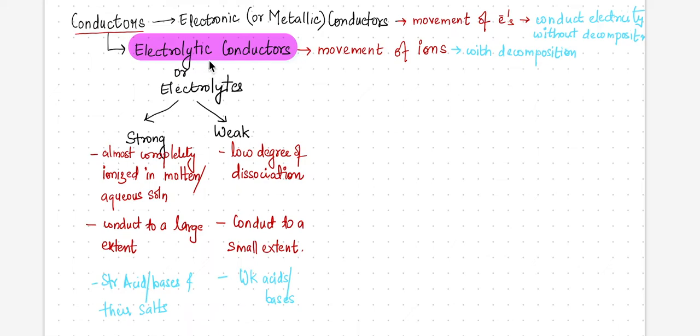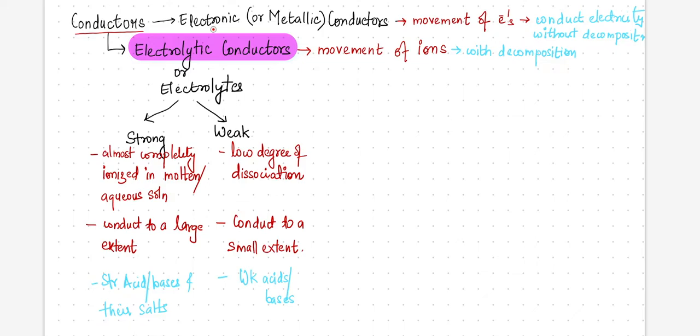Hello everyone. So in this video we will talk about the different types of conductors that we come across. Basically, conductors are something that is able to conduct electricity. An opposite term for conductors is insulators, which means those which are not conducting electricity are referred to as the insulators.